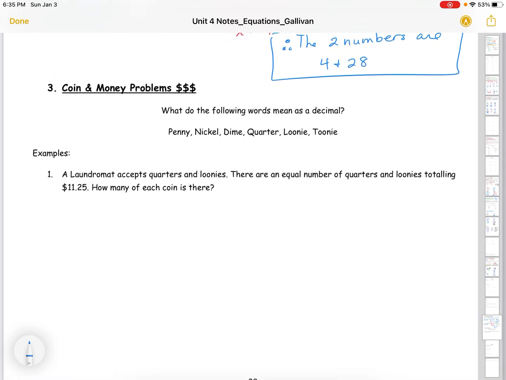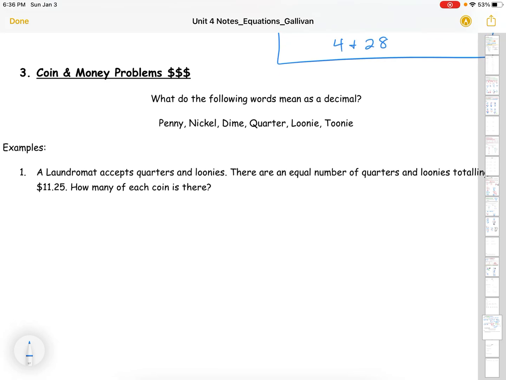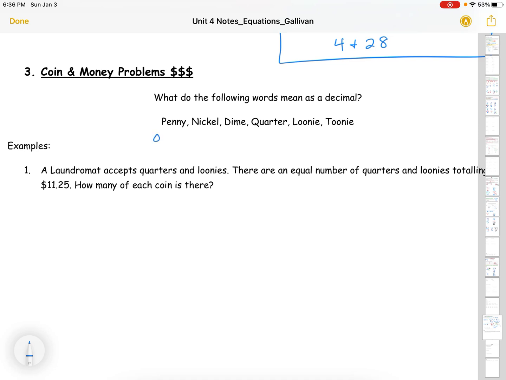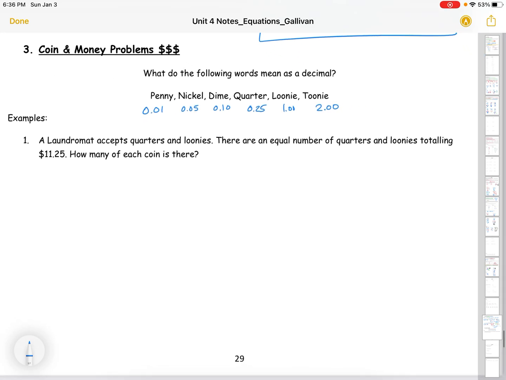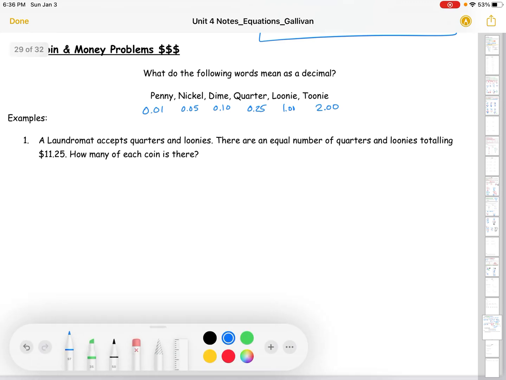Now, we also have coin and money problems, so we have to think about our coins and how much they're worth. So what do the following words mean as a decimal? Well, a penny would be 0.01. A nickel would be 0.05. A dime would be 0.10. A quarter, 0.25. A loonie would be 1.00. And a toonie would be 2.00. They are precise values. And this is thinking about dollars, right? And how we express money.